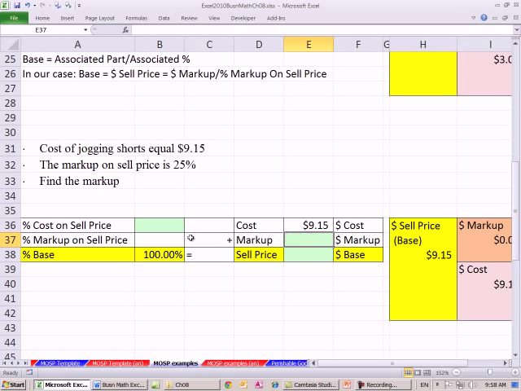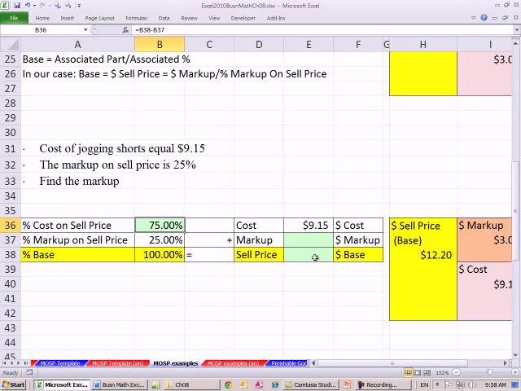Markup on sell price given is 25%. And that's pre-formatted, so I type 25 and enter. All right, now we have two bits of information on one side of the template, so we can use our knowledge that whatever this plus this equals that. So I'm going to say equals the percentage base, 100%, minus percent markup on sell price. And that will give me the percent cost on sell price, right? Because these two things added together have to equal 100%.